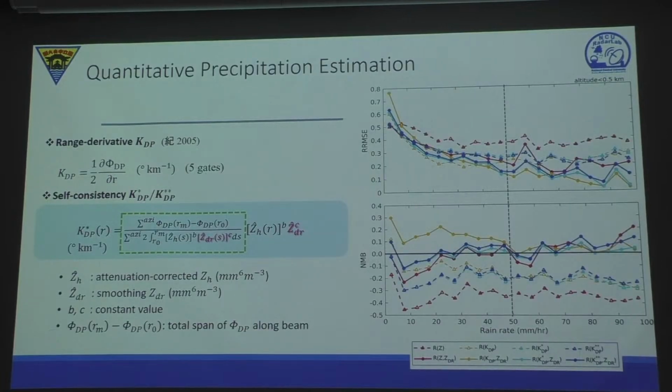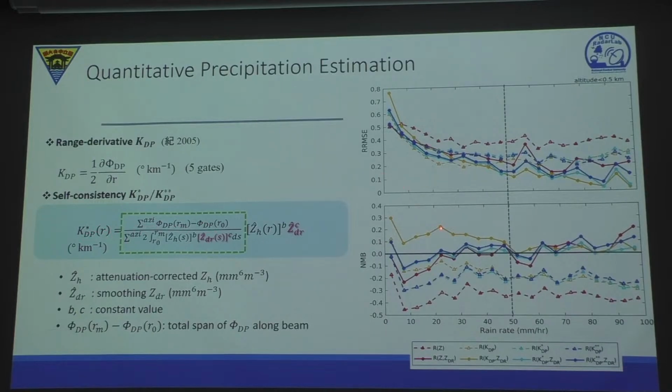And for the QPE, I only show a very simple thing: we developed a new algorithm to estimate the KDP. Basically we use the self-consistency technique to retrieve the KDP. Once we have the retrieved KDP, it has better performance compared to the conventional derivative technique to derive the KDP. So we have a better resolution and better magnitude of the KDP. Once we apply this KDP to rainfall estimation, we have better results.